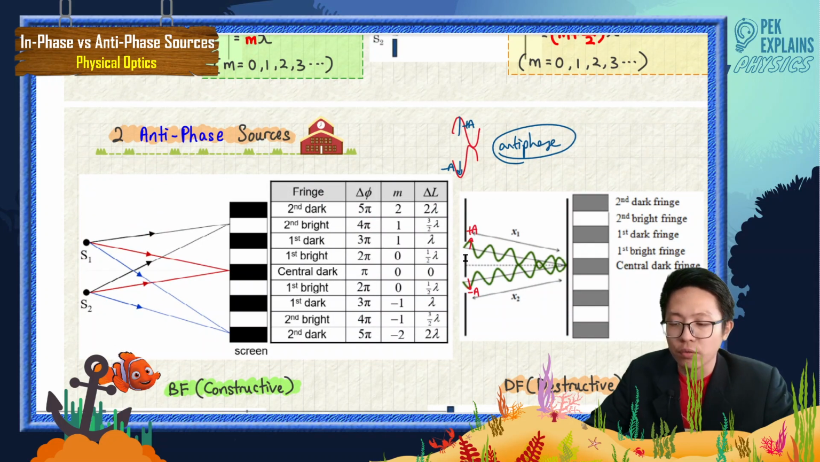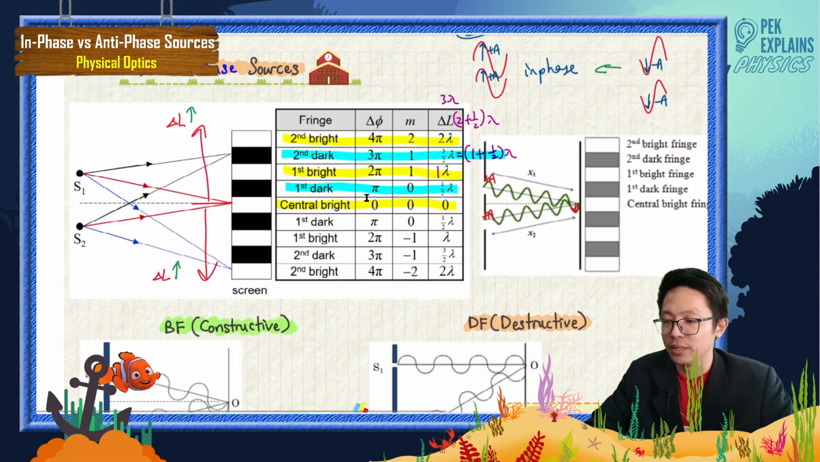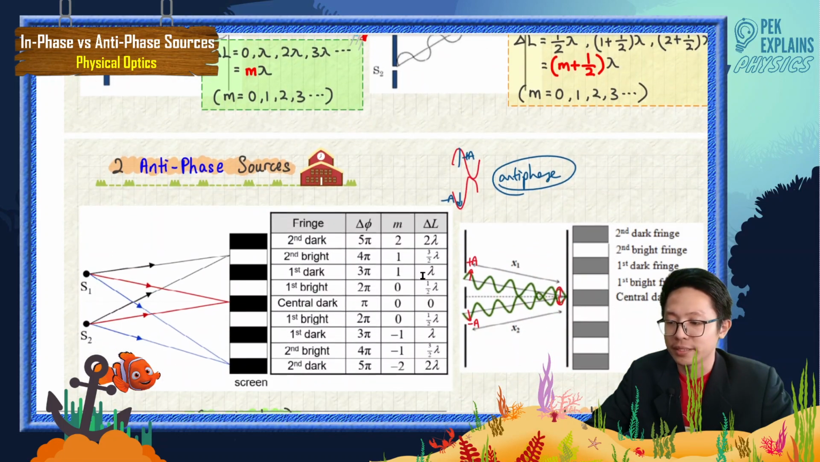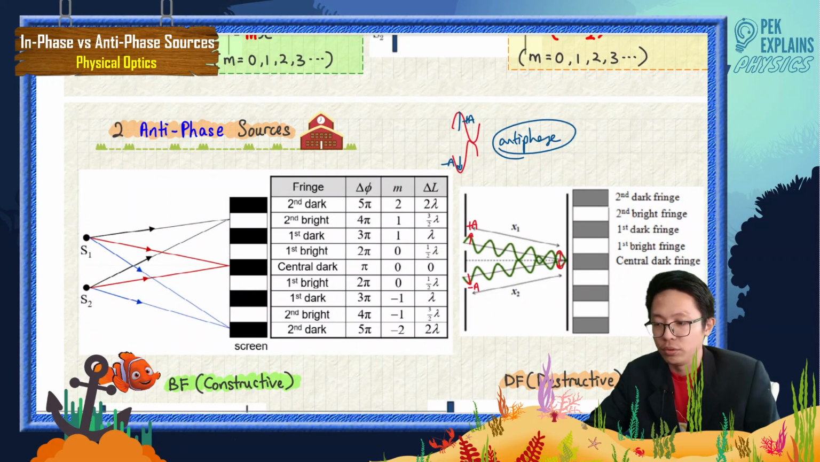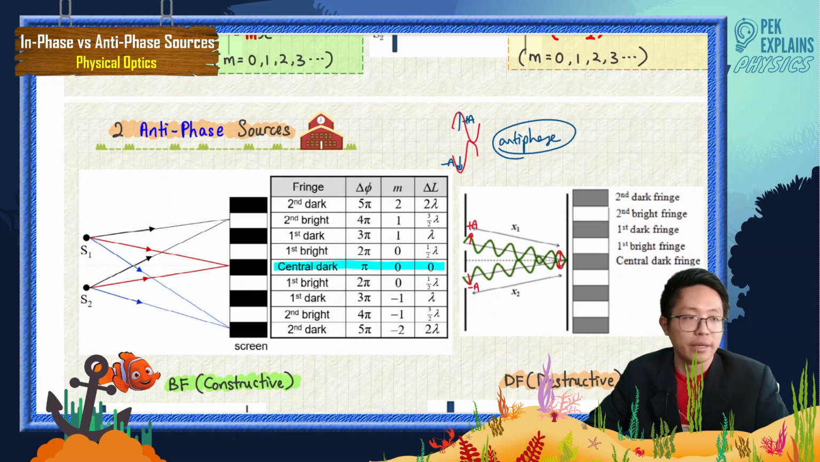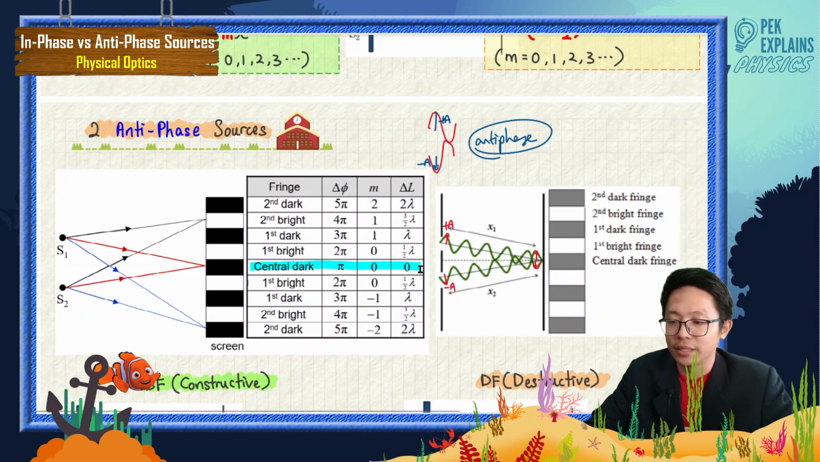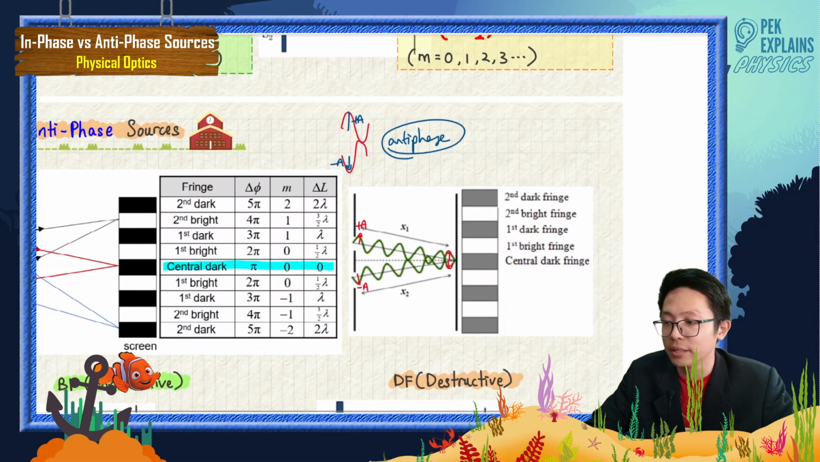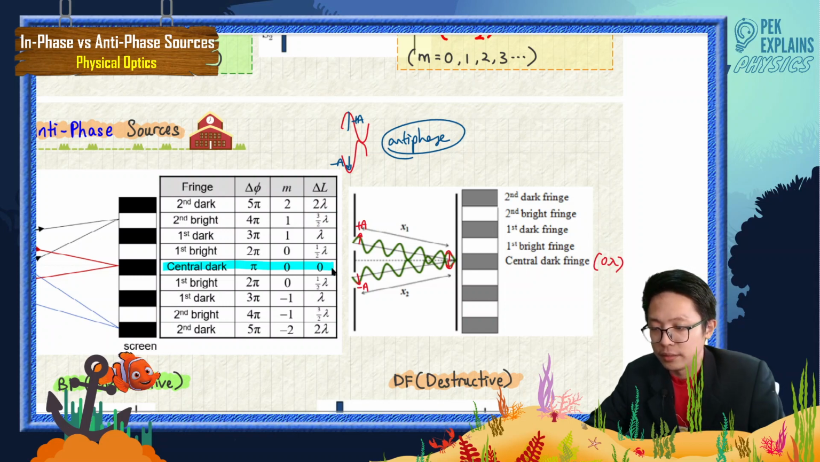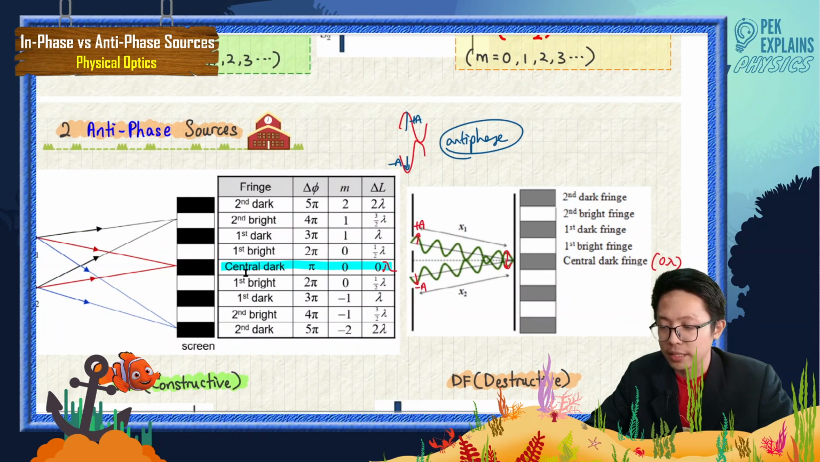But for antiphase source, they start off with antiphase, end up also with antiphase, forming a central dark. Last time it used to be central bright, now it becomes the central dark. Central dark already. Okay, you see that? When delta L is 0 lambda, you see the central dark. Central dark is 0 lambda.